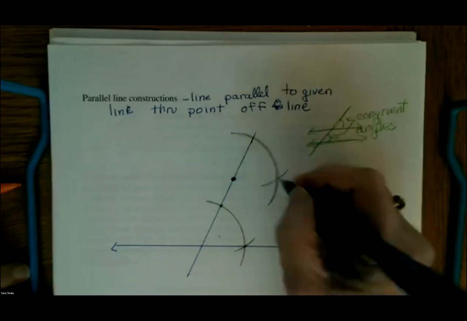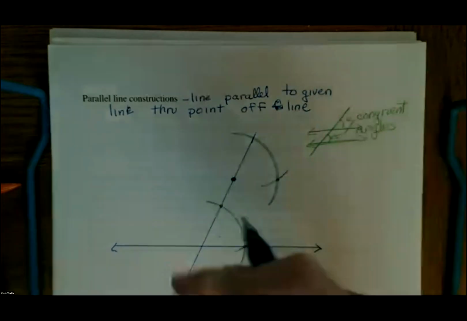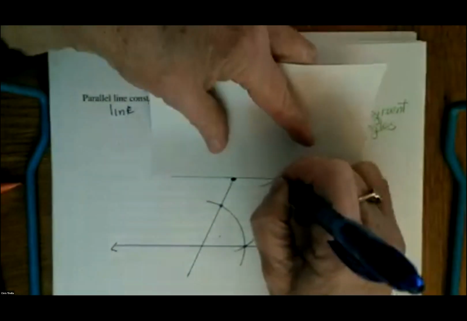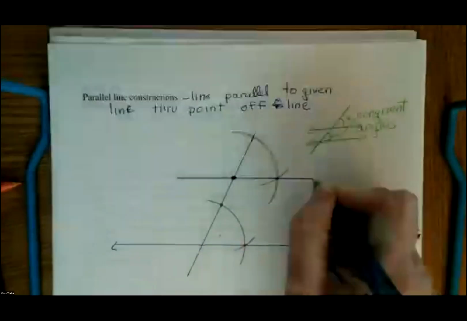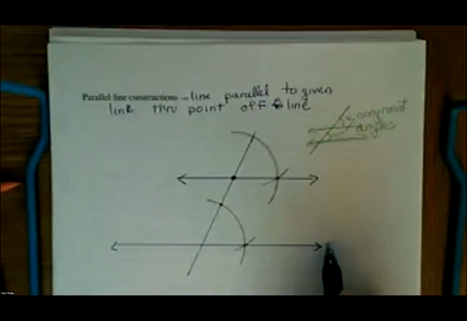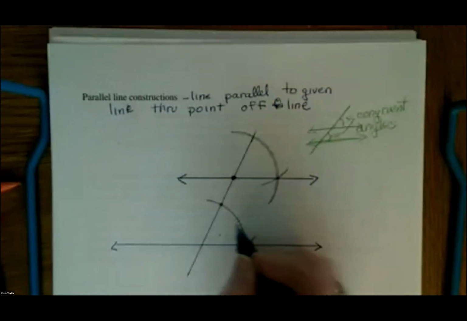In doing so, we got a point. And when I connect that point, this line should be parallel to my original line because I made sure that these angles are congruent.